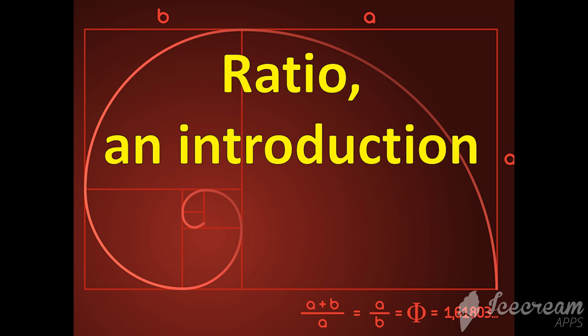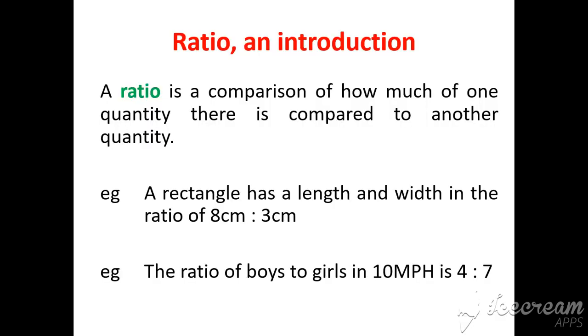We're going to chat about ratio in this video and the next video, and we're going to introduce it in this video, talk about what ratio is. So let's get started. A ratio is a comparison of how much of one quantity there is compared to another quantity. For example, a rectangle has a length and width in the ratio of 8 centimeters to 3 centimeters.